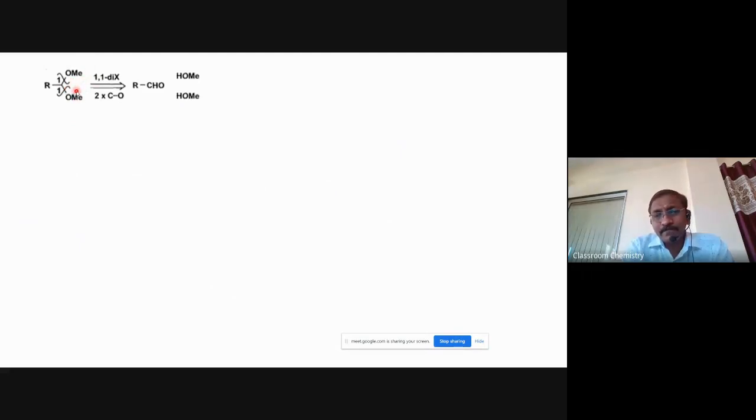Now, as it is a 1,1-difunctionalized compound, such acetal or ketal formation is always there. This carbon atom has two methoxy groups, so it is called 1,1-difunctionalized disconnection. Here two carbon-oxygen bonds are disconnected, and they lead to an aldehyde and methanol. Generally, when we carry out such a reaction, two equivalents of methanol react with the aldehyde, and we get the corresponding acetal.